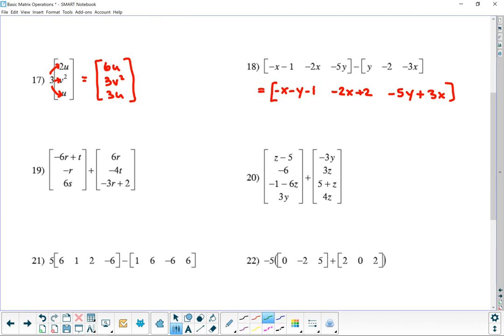Okay. 19. Get negative 6r plus t plus 6r. You're going to get negative 6r plus t. So you can't do anything there when we add 6r. So look at it like this. When you add 6r, you're going to be able to cancel these right here out. So your final answer is just going to end up having just a t on top. Okay.